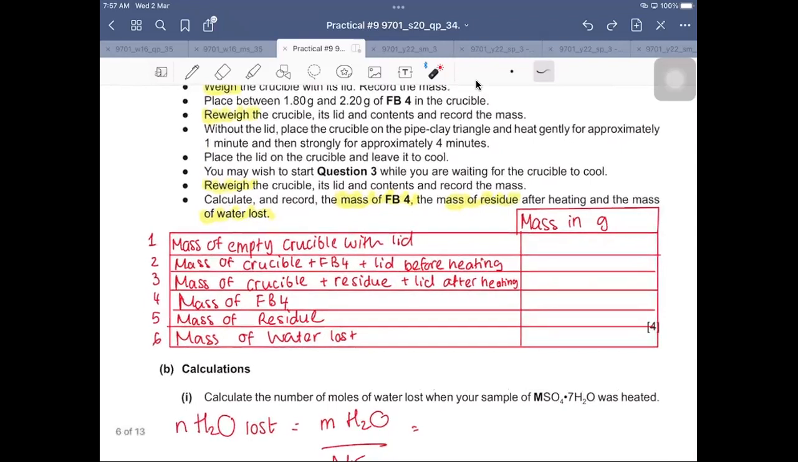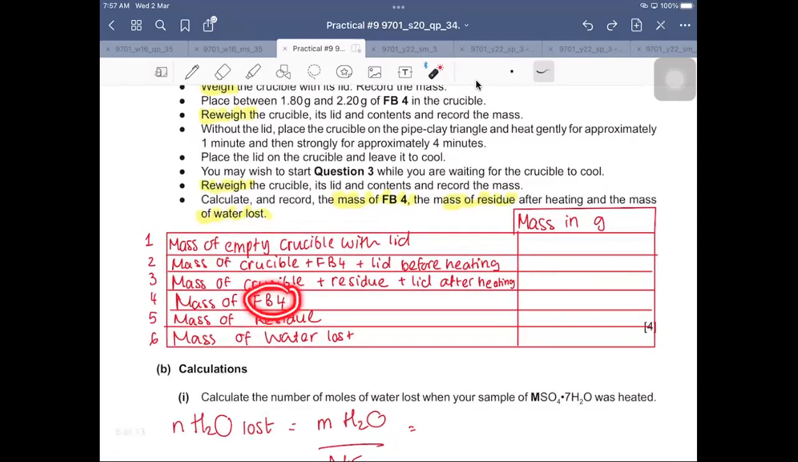Okay, if you want to find the mass of FP4, which is the solid that we started with, we take 2 minus 1. Are you all okay with that? Because 1 is just the mass of the crucible, and 2 is the mass of crucible plus FP4. So if you subtract these numbers, you should get just the mass of the solid. Mass of residue is the mass of the solid that we are left with after heating.